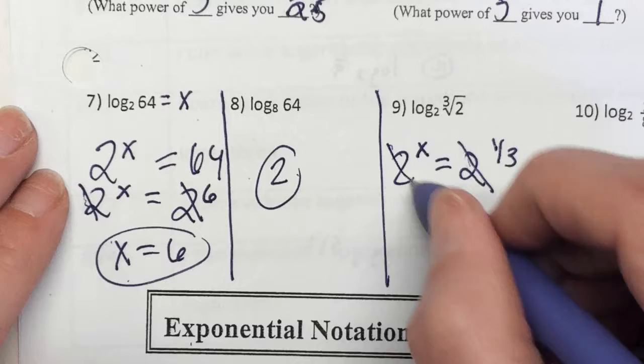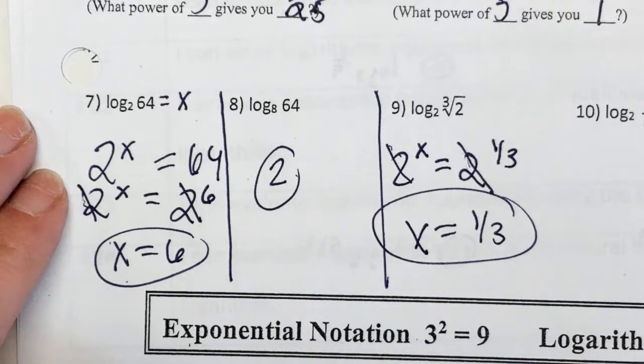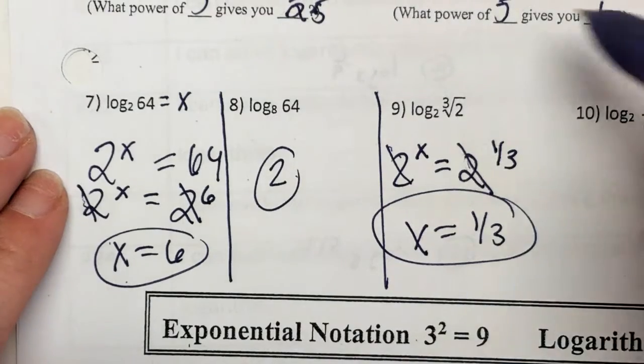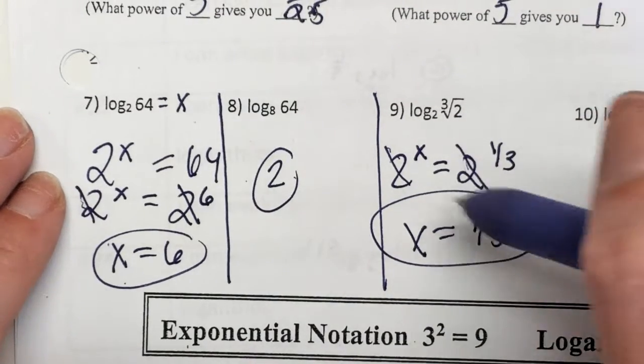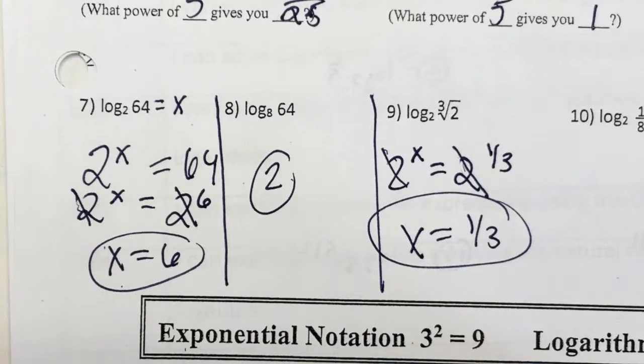1/3. See how these cancel out? You get x equals 1/3. Does that make sense? You write it out as what power of 2 gives me 2 to the 1/3. You can see the x's cancel out. Go ahead and do 10 through 12 on your own, then I'll call on some people.